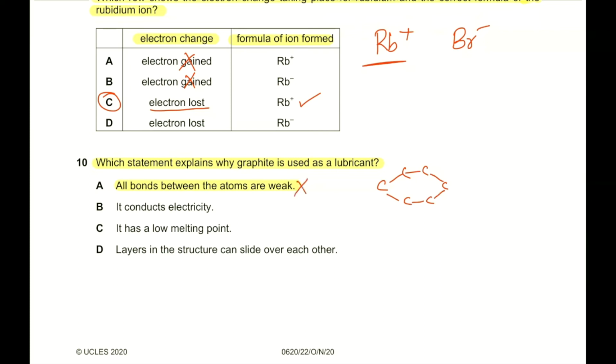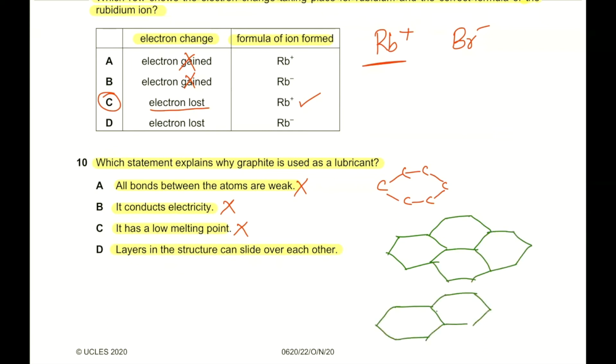It conducts electricity. Yes, it is a conductor of electricity, but that doesn't explain why it is a lubricant. It has a low melting point. It has a relatively very high melting point, so that is a wrong statement. And finally, D, layer in the structure can slide over each other. Guys, that is the main reason: the graphite layers can slide past each other. So that is the main reason why it can act as a lubricant.